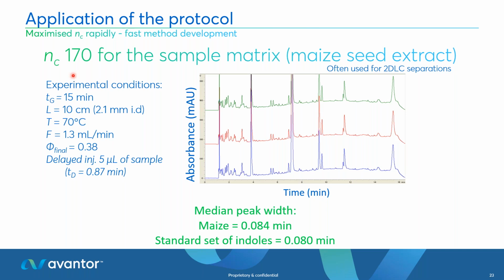So we achieved a peak capacity of 170 for this 15-minute separation. And if you compare it to the first separation for those 300 pesticides, that achieved a peak capacity of 83. So here we're really happy with this peak capacity value.